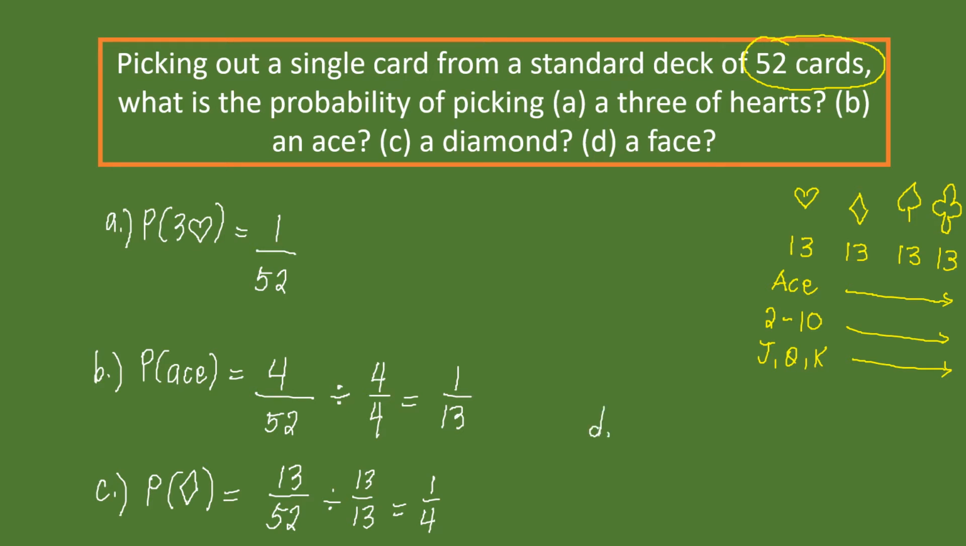Let's now go to the last, the probability of getting a face card. A face card would mean a card that has a face, like jack, queen, and king. So looking at our diagram, for each suit, we have three face cards. And since we have 4 suits, that means we have 12 face cards. Dividing that by 52, which is the total number of cards available, and then simplifying that by dividing by 4, we will get 3 over 13.